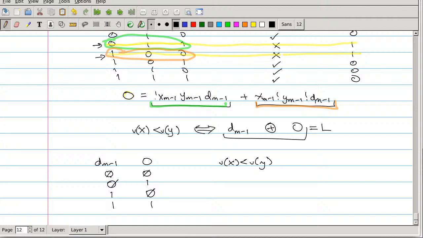On the first row, we have dm minus 1, which is the sign bit of the difference, being a 0, and there's no overflow situation. So that means the difference is computed correctly. It is actually non-negative. If the difference is non-negative, then the value of x is less than the value of y is false, because in this case we can trust the sign bit of the difference to conclude whether x is less than y.